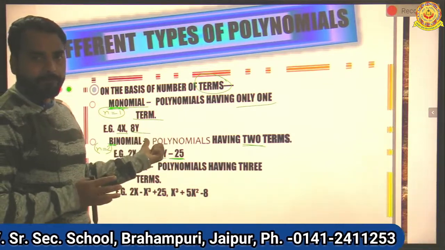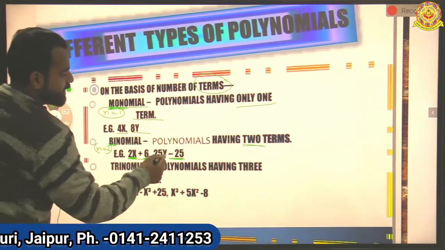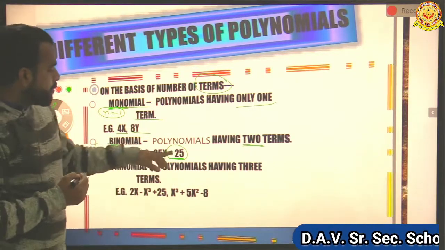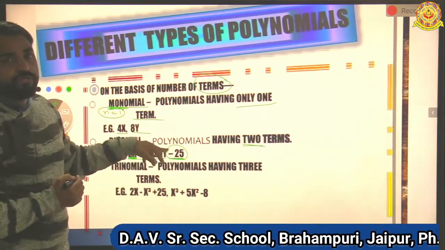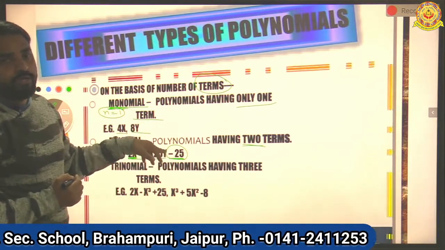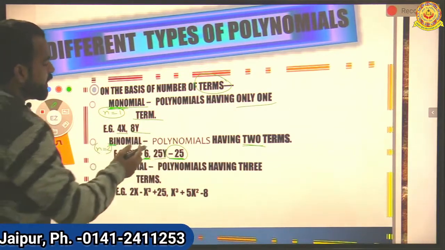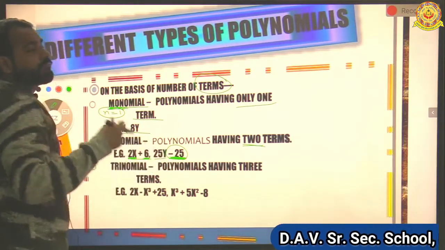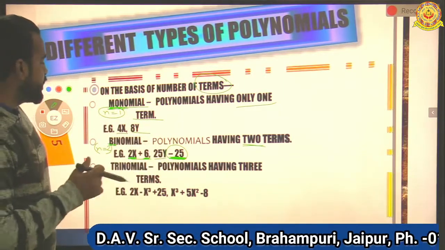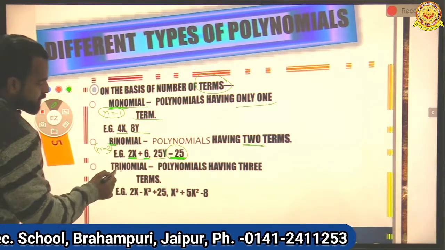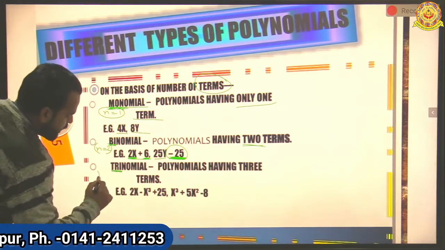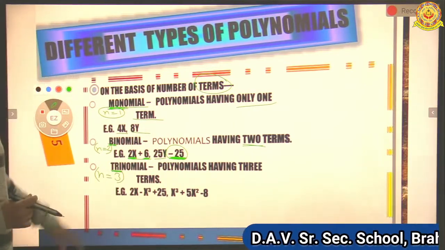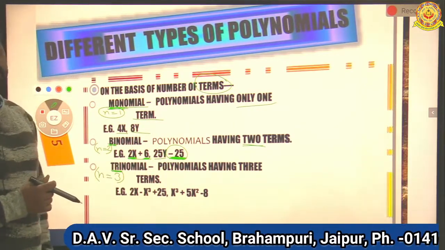Is it clear? Okay. Now what is the constant in this expression? Minus 25. You have to see the minus sign also. Every time you are asked what the constant term is, if there is a minus sign, you have to say the minus sign also, minus 25. Now third is trinomial. We know that tri means 3. So when there are 3 terms, we call that kind of polynomial a trinomial.